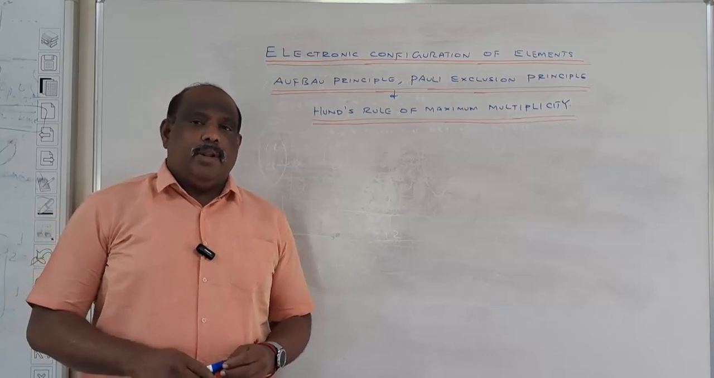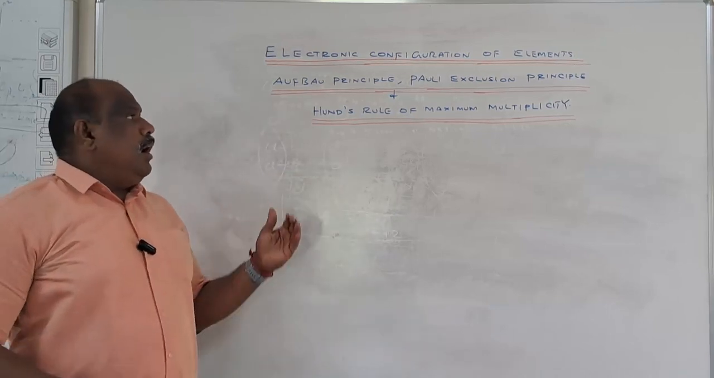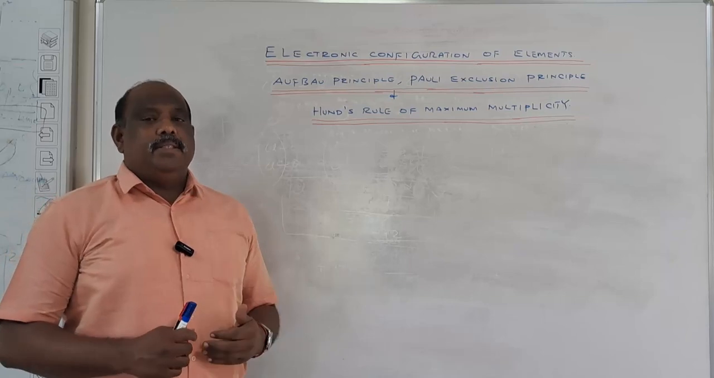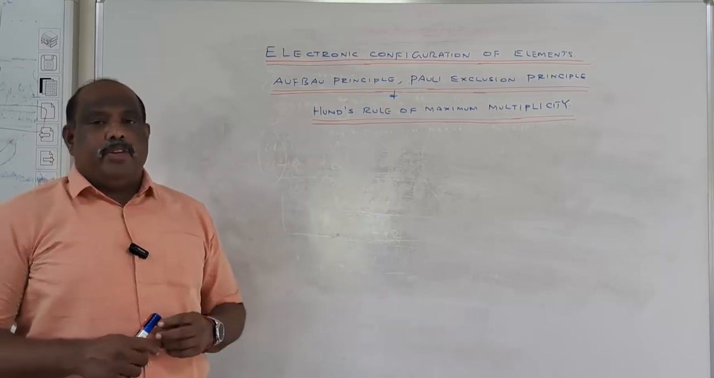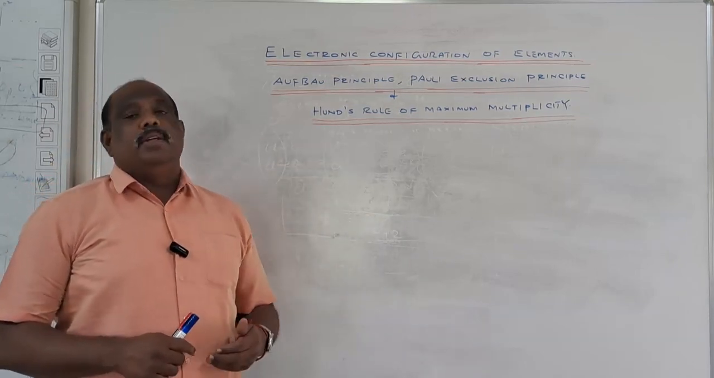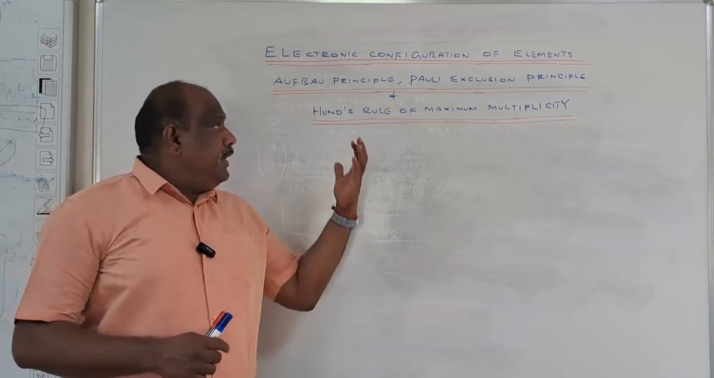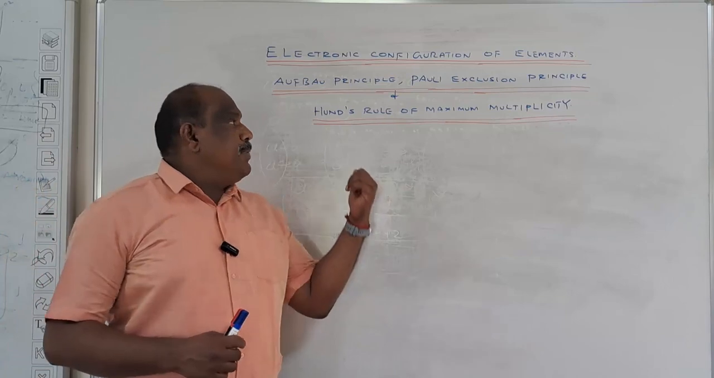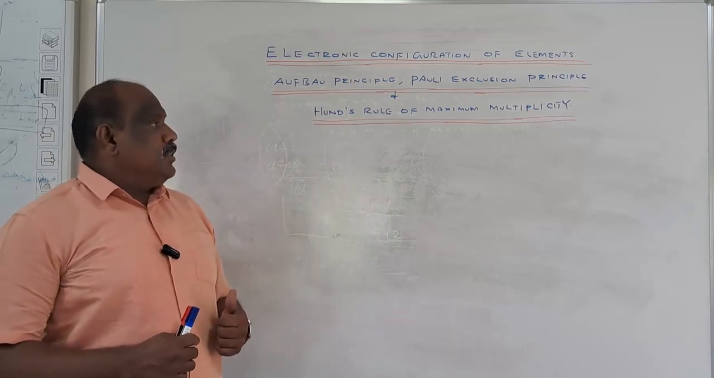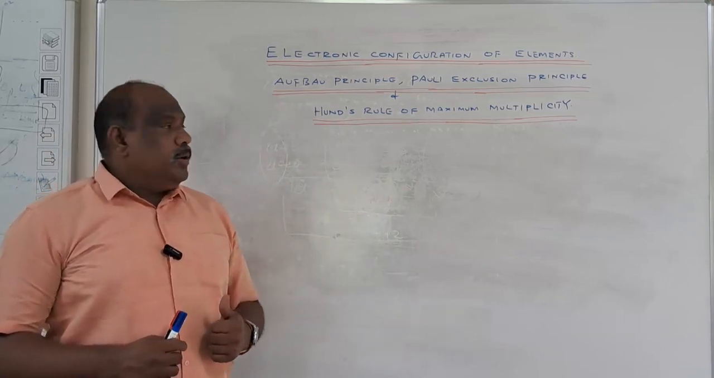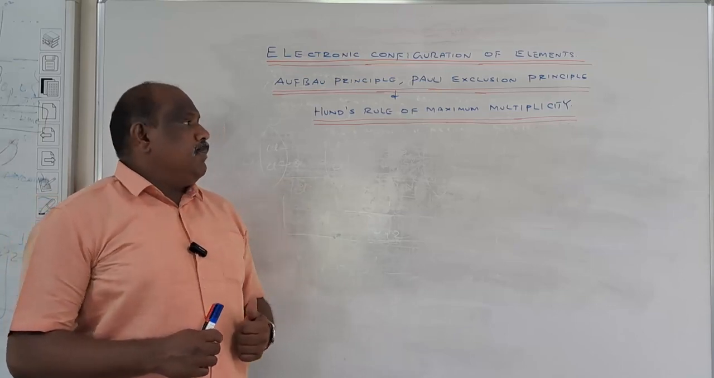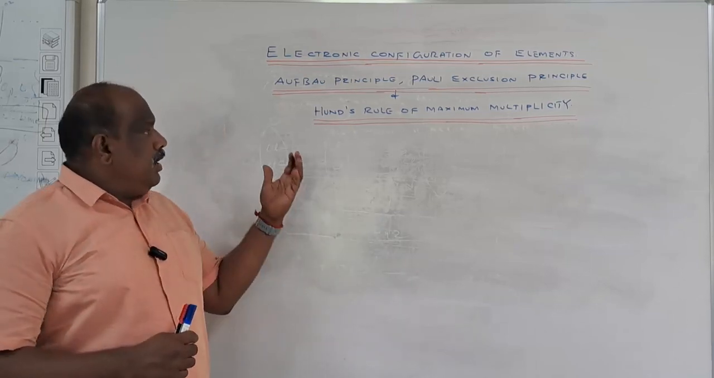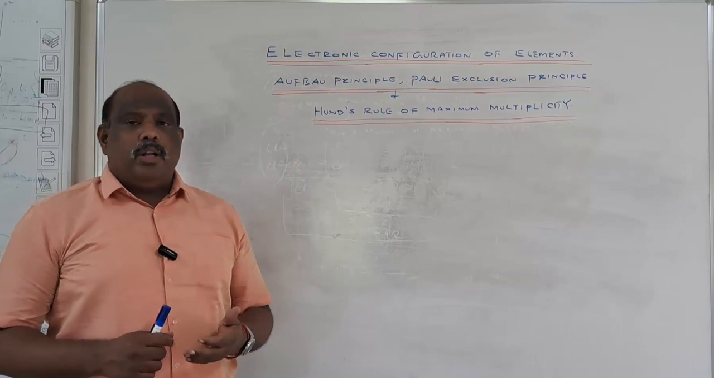Dear students, today let us discuss how the electrons have been arranged in various elements. That is nothing but the electronic configuration of elements or atoms. For making this electronic configuration, we should be well versed with the Aufbau principle, Pauli exclusion principle, and Hund's rule of maximum multiplicity. For knowing this, we should know the quantum numbers also.